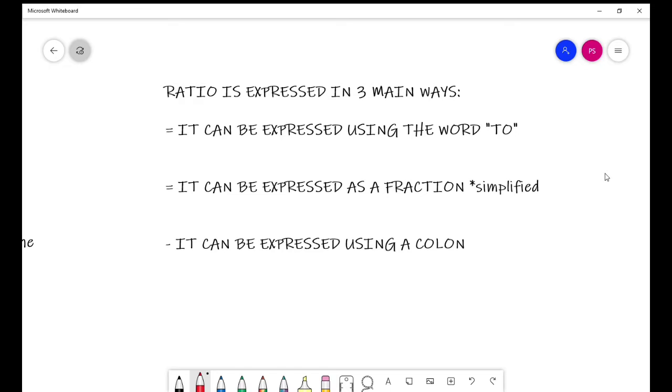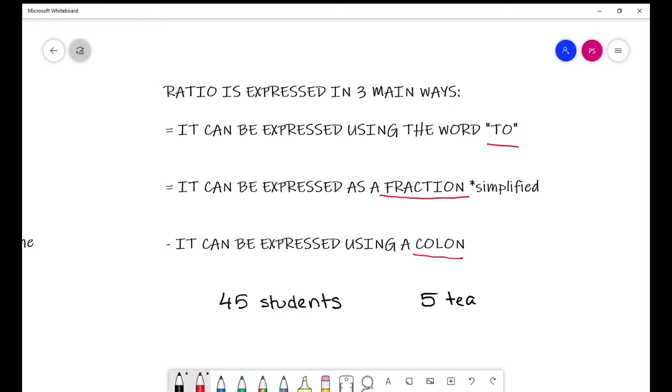Ratio is expressed in three main ways. It can be expressed using the word "to," it can be expressed as a fraction, and it can be expressed using a colon. For our purposes, let's consider an example of a classroom where for every 45 students, there are 5 teachers.